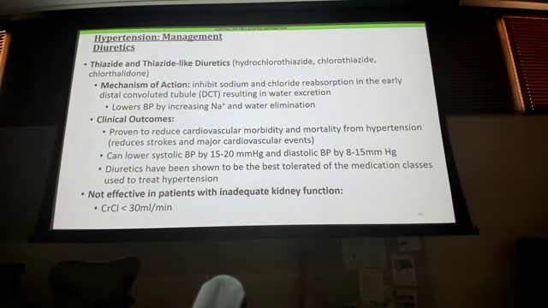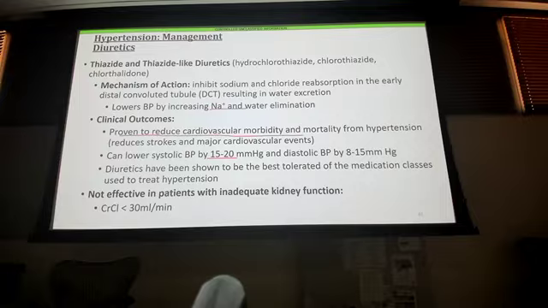So we said thiazides, they work in the distal convoluted tubule. They work by lowering the blood pressure by getting rid of sodium and water. But one of the reasons that thiazides are so popular and why they are a first-line agent is, one, I actually get some benefit, so I can expect at least a 15 to 20 millimeter drop in their blood pressure. But based on studies, I can reduce morbidity and mortality from cardiovascular disease using a thiazide.